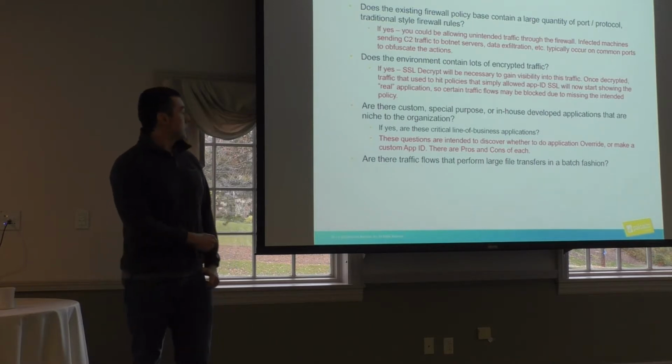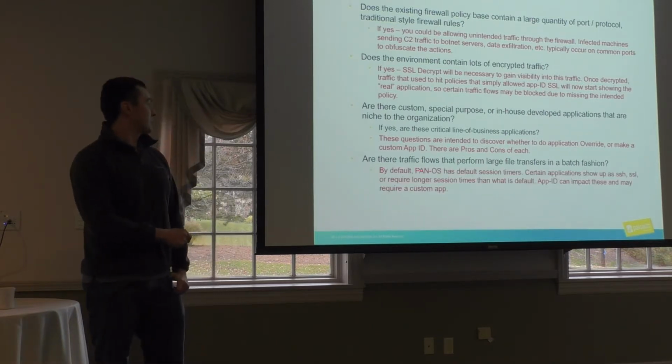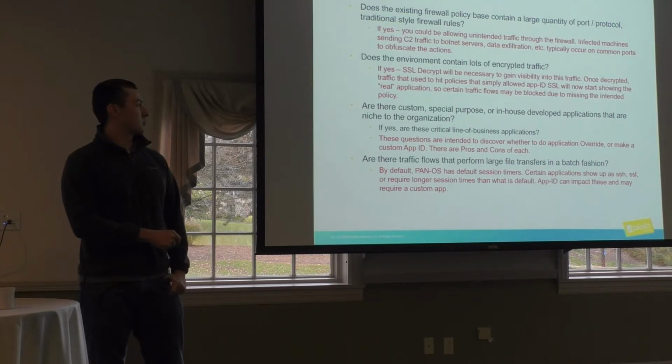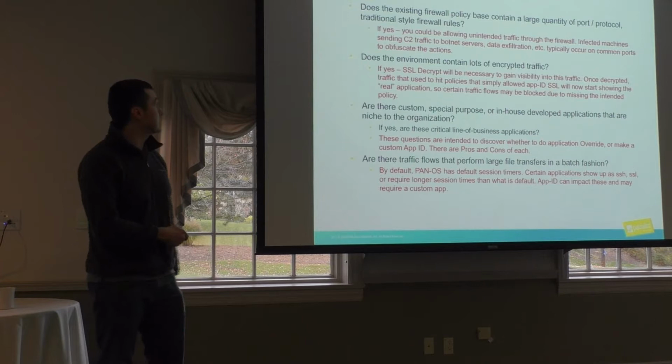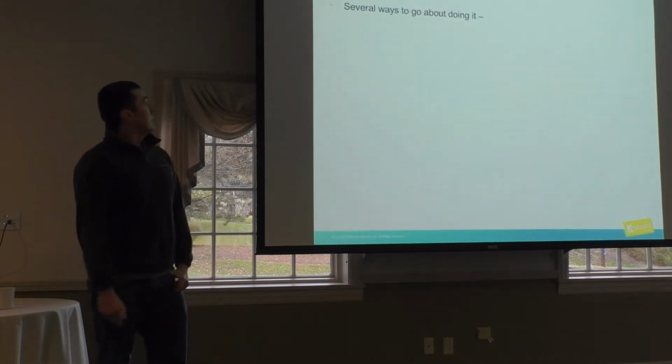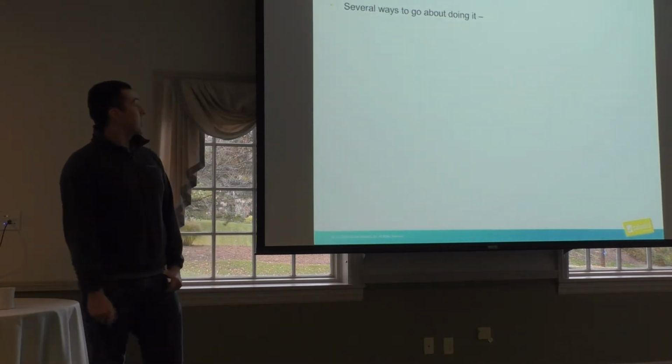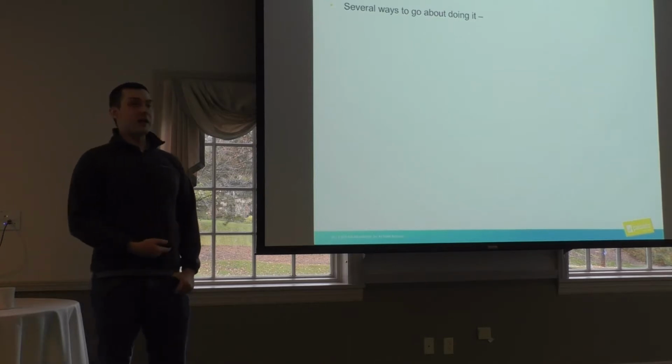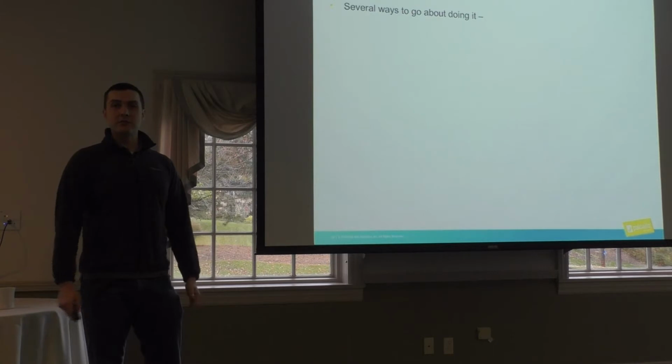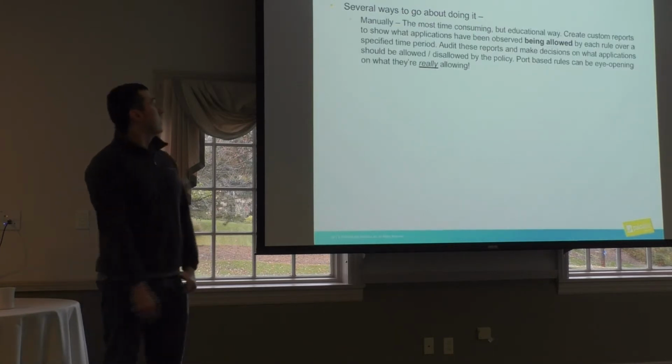Okay. So we already covered this, but are there traffic flows that perform large file transfers? And that it's basically the timeout value. That's the use case there. So once you get the answers to those questions, how do you adopt App ID? How do I go from a layer 3 to 4 policy base to an App ID layer 7 enabled policy base? A couple ways to do it.